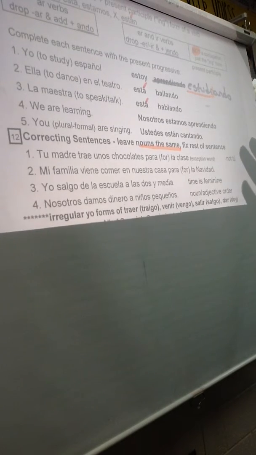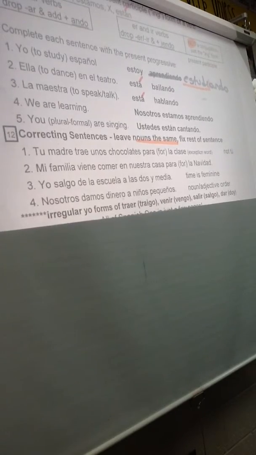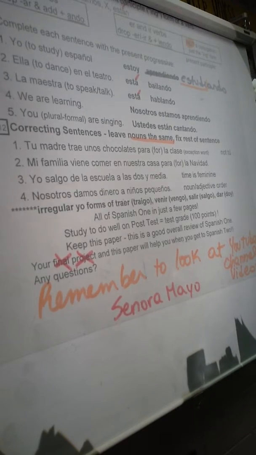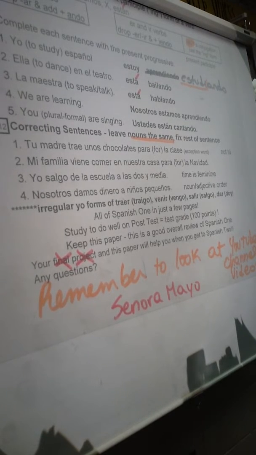This is an excellent document to keep for Spanish 2 because it's basically Spanish 1 in just a few pages. Condensed, 4 pages of Spanish 1. And then we always have the YouTube videos and all that. Whether you're in my class or not next semester, you can always go back and look at all the videos and different resources that I have for you on my webpage, which hopefully you'll save, but if you don't have it, just SenoraMayo.weebly.com.